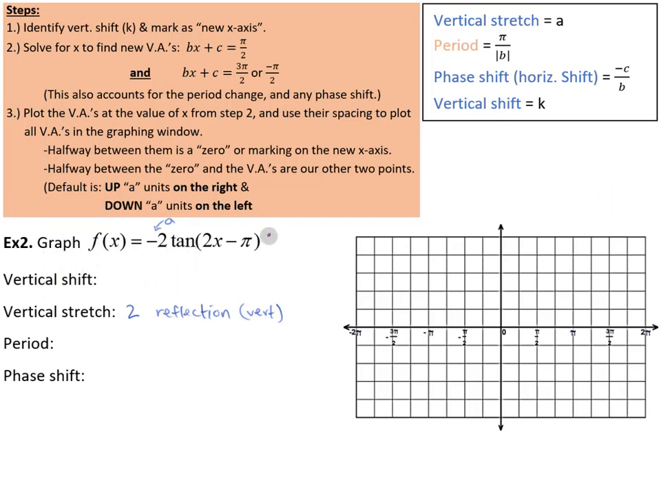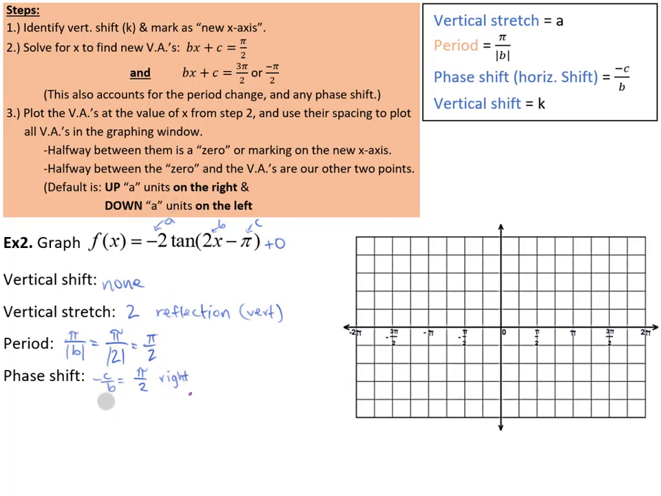Our vertical shift, there is none this time. Our k value is 0. Our period is pi over the absolute value of b. Our b value here is 2 this time, and so we get pi halves. It will repeat itself every pi halves units. And then our phase shift, opposite of c over b, would be positive pi over b, which is 2. So our phase shift is pi over 2. Because it's positive, that is right pi halves, or 90 degrees.